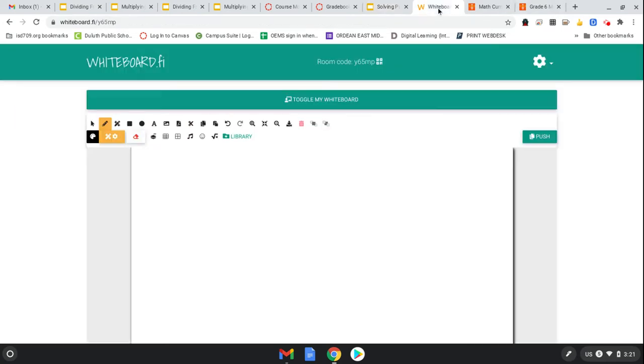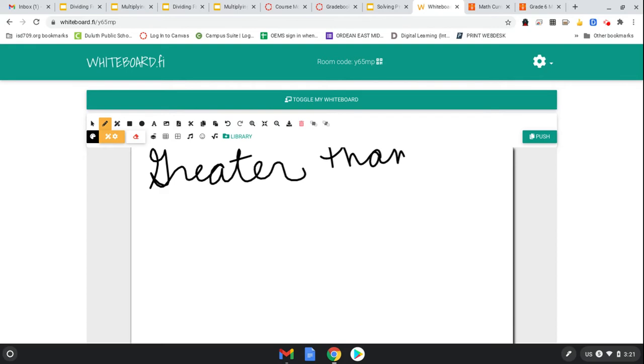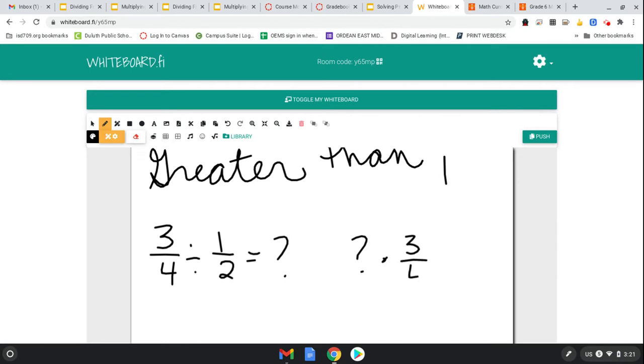So I'm going to go over to the whiteboard. First, we knew that our estimate is greater than 1. And now to write our equations. Our division equation would be 3/4 divided by 1/2 equals what? And our multiplication equation then would be what times 3/4 equals 1/2.